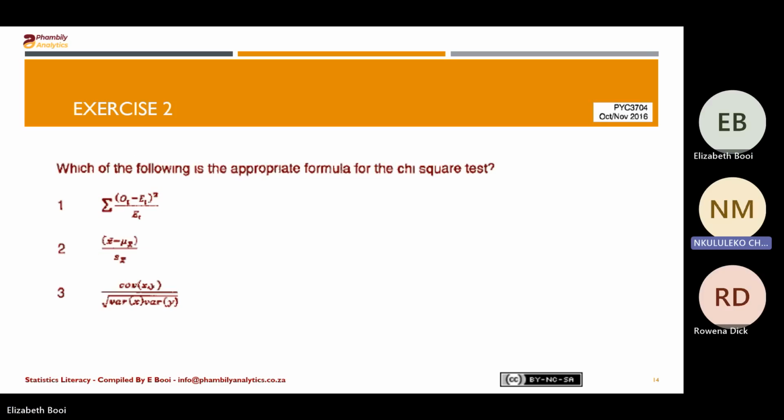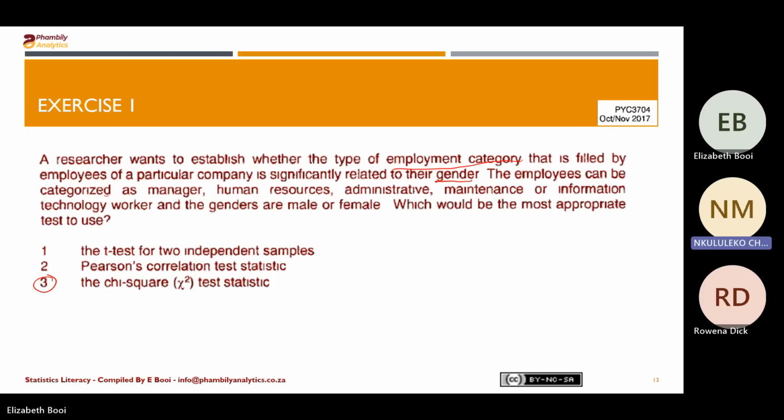Just before you move from question 1, what will be our null hypothesis here? You will say there is no relationship between employment category and gender, or you will say employment category and gender are independent.